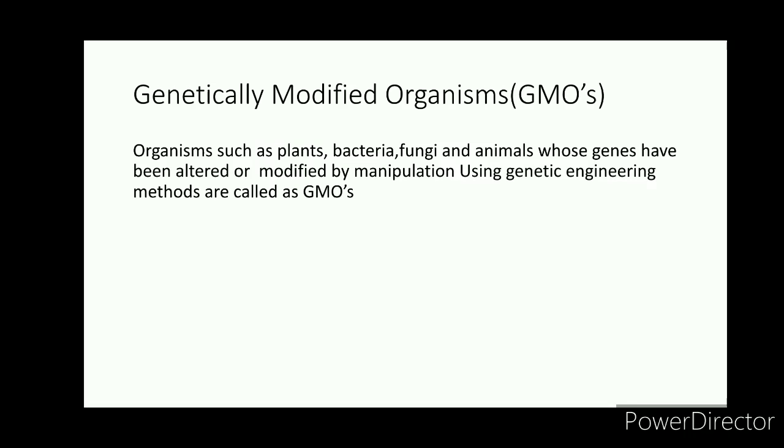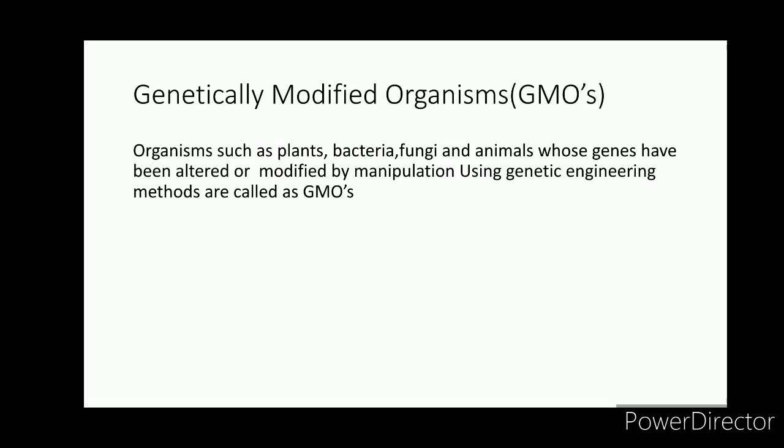For example, as I have given the example of insulin. Insulin is produced in bacteria, right? The large scale production of insulin takes place in the bacteria E. coli. Now, E. coli is a genetically modified organism. By its nature, it doesn't possess the gene coding for insulin. But using genetic engineering techniques, the gene coding for insulin is inserted in the E. coli bacteria. Therefore, it is a genetically modified organism.